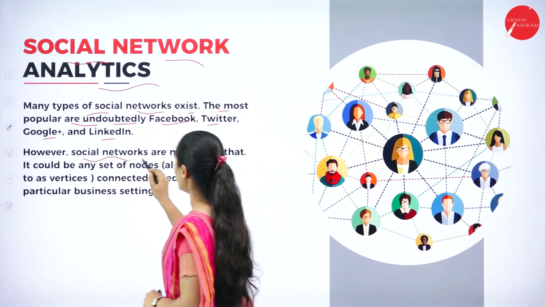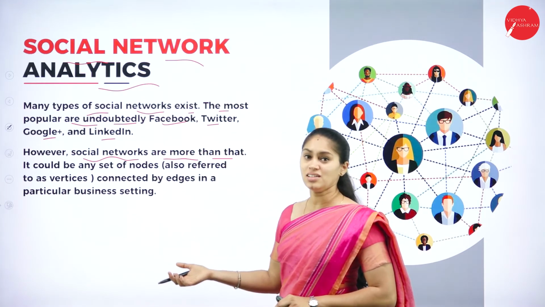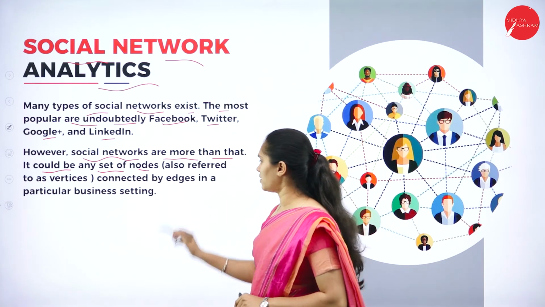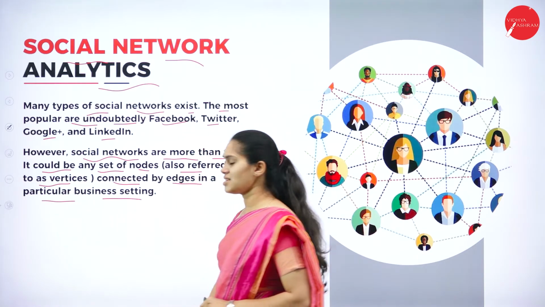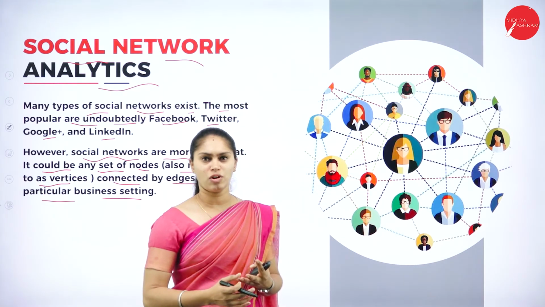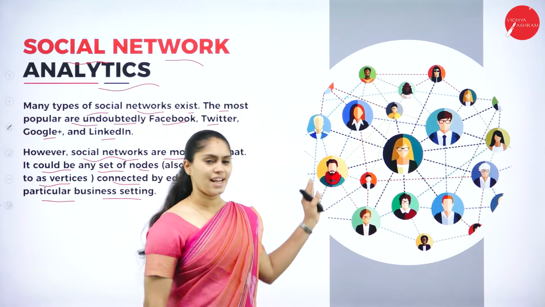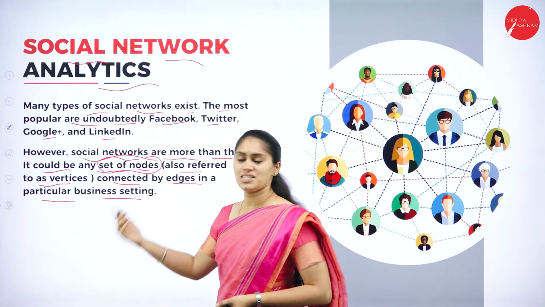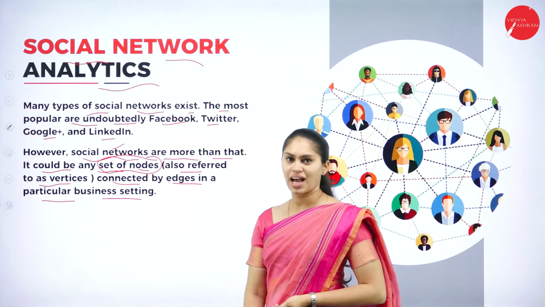However, social networks are more than that. A social network is more than social media. Why am I using that word? It could be any set of nodes, referred to as vertices, connected by edges in a particular business setting. In a business setting, that may be a connection of several operators, several users, several application software. It will be a combination or integration of a set of nodes. Then that will be termed as a social network. Then what are the examples we have in a social network?